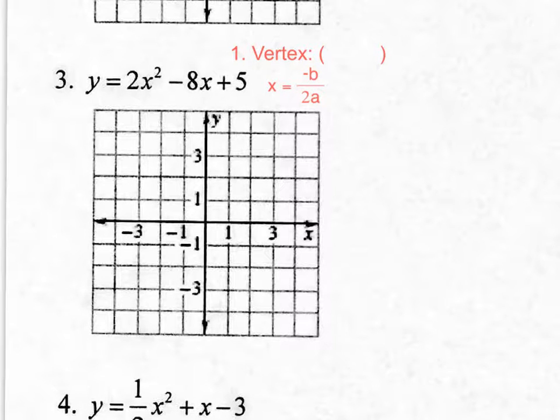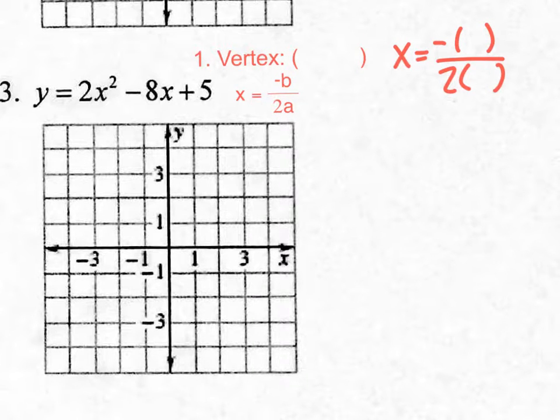So number 3, we have y equals 2x squared minus 8x plus 5. The a value is not 1. Okay, so let's go through the steps. Step 1, as you can see, I already have it written down right there, is to find the vertex. And to find the vertex, you need to use the formula x equals negative b over 2a.